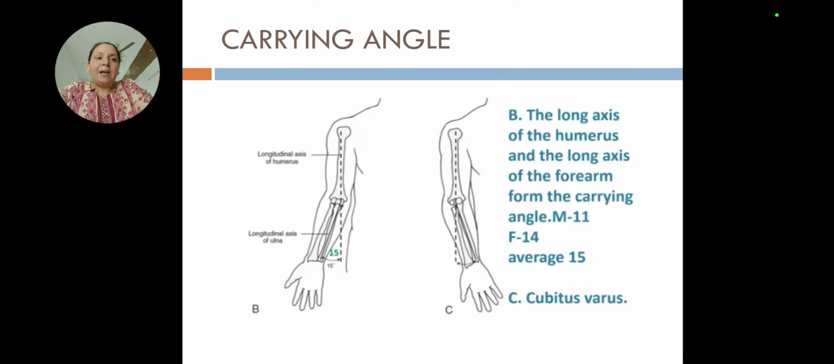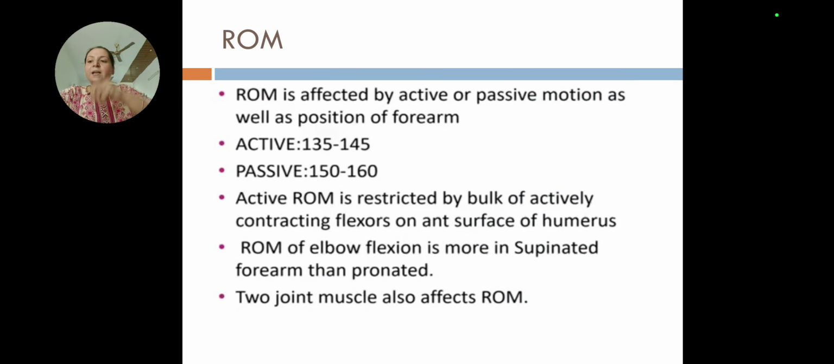Fine. Now let us come to the next part. Let us go through this part also. The range of motion is affected by active and passive, as we have discussed. I'm just going to read through the slides because I've already explained this topic. The range of motion is affected by the active and passive motion as well as the position of the forearm. The active range of motion of the elbow is 135 to 145 degrees. The passive range is 150 to 160 degrees.